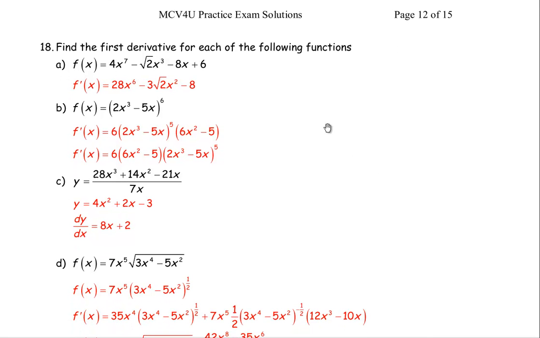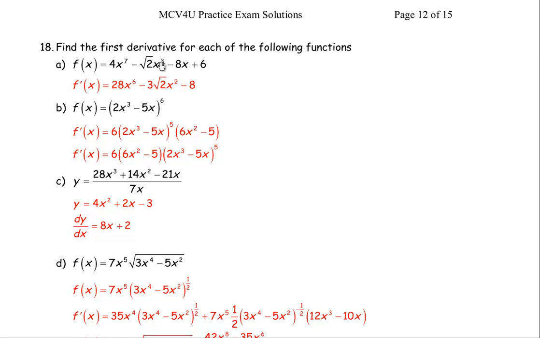So in question number 18 here, we're asked to find the first derivative for each of the following functions, and we're just using the derivative rules. We're not into the definition of the derivative anymore. So power rule. So the 7 comes down and multiplies by the 4 to give you 28. Reduce the exponent by 1 to 6.